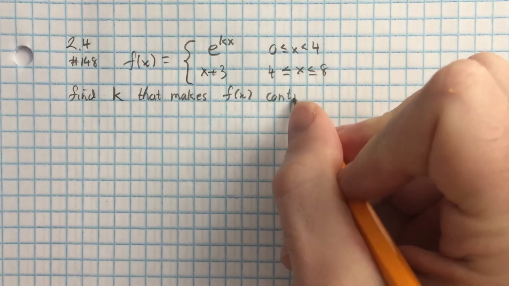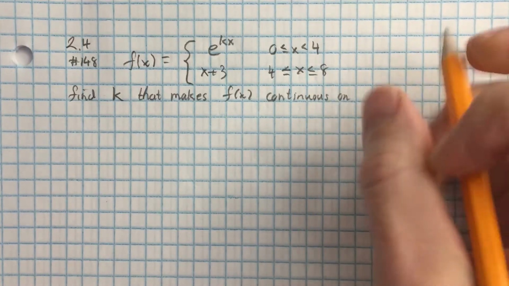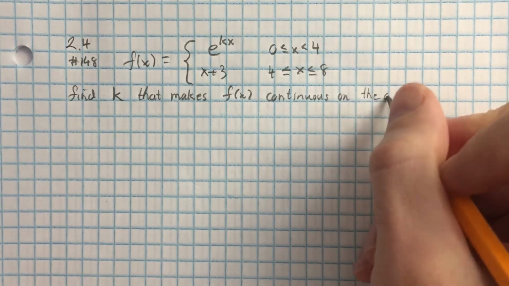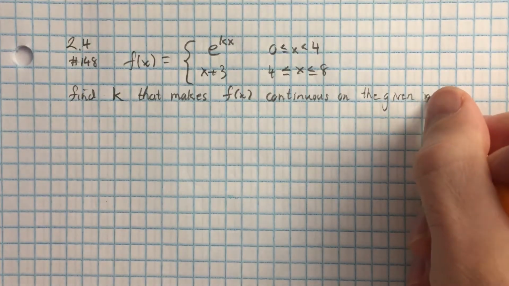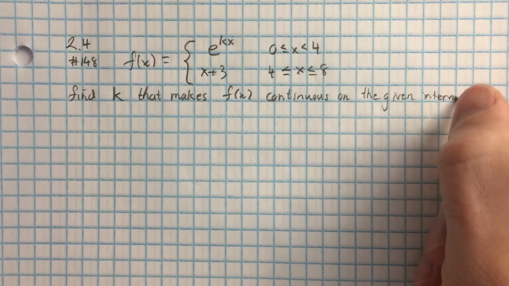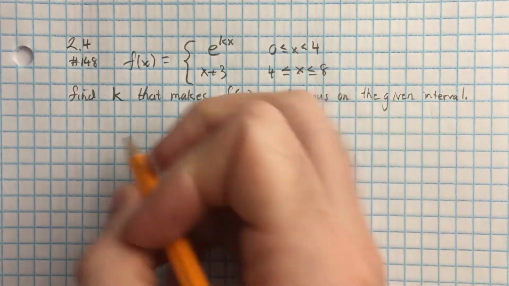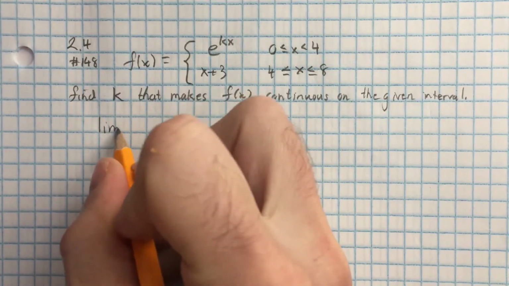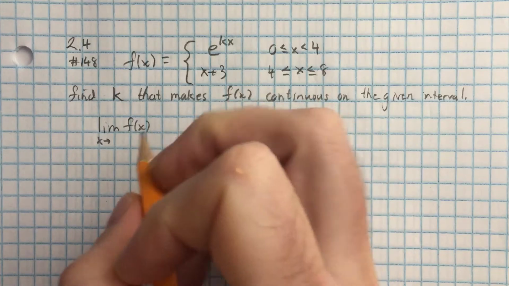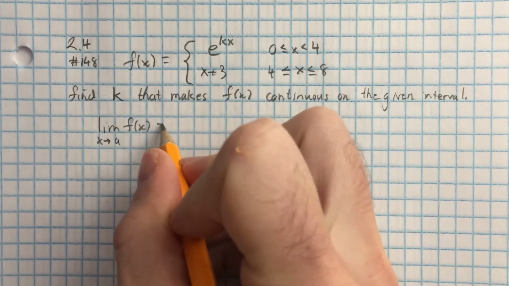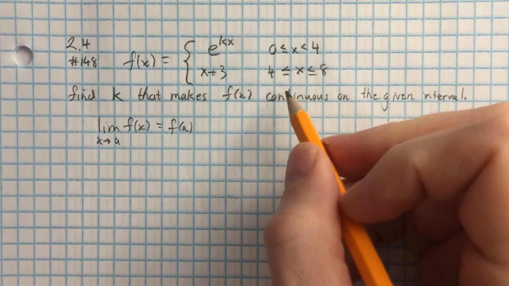On the given interval. Alright, so to be continuous means, by the definition, the limit of f of x as x approaches a must equal f of a for all values on this interval.